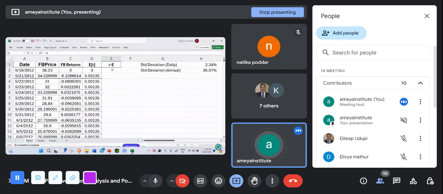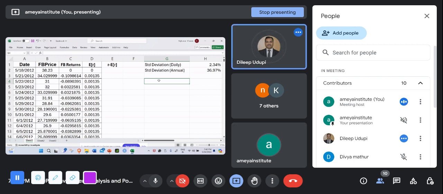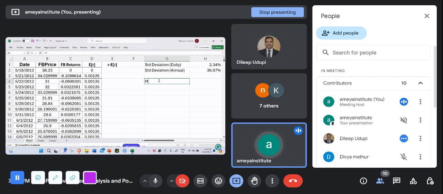How do we do it manually? Let's say if I go by the formula, how do we calculate R minus, bracket open, expected R? So R minus expected R is nothing but what? R means your actual return, expected R means expected return. It's a deviation, right? So let's see, we'll commit here the manual approach.